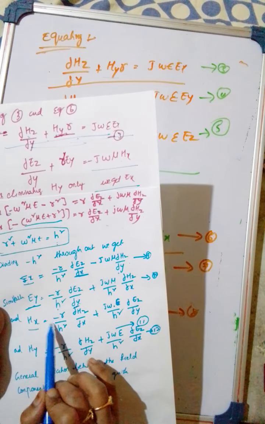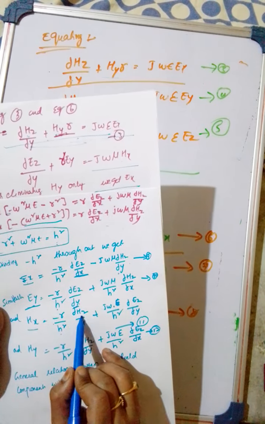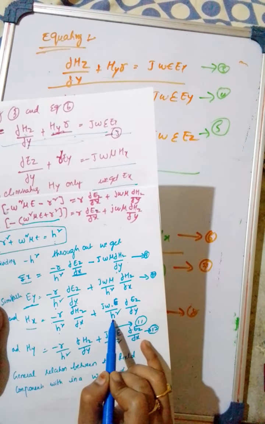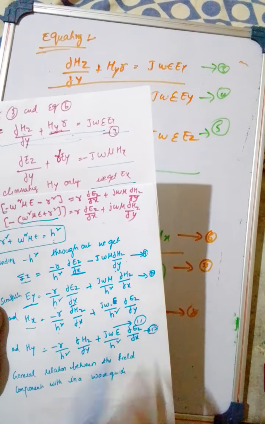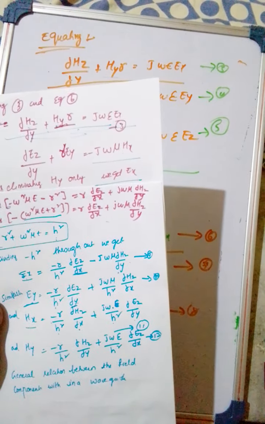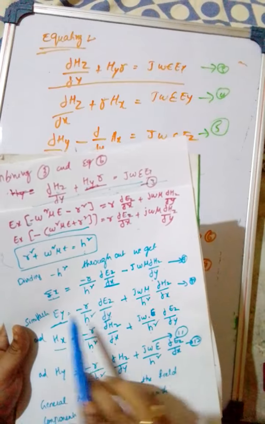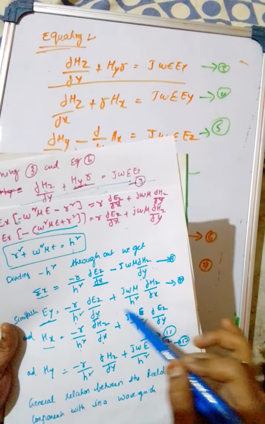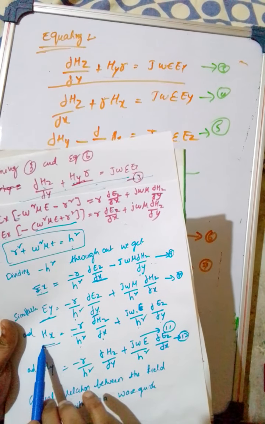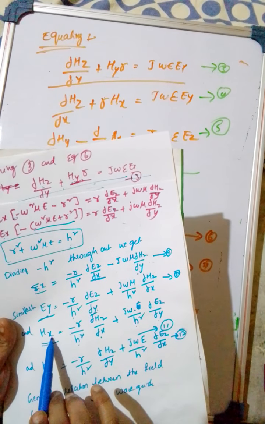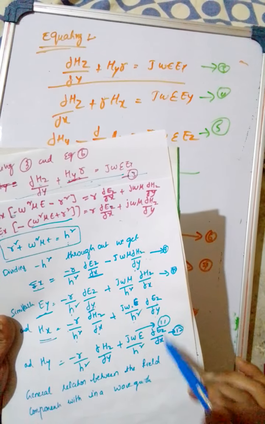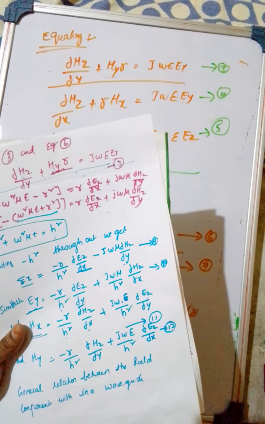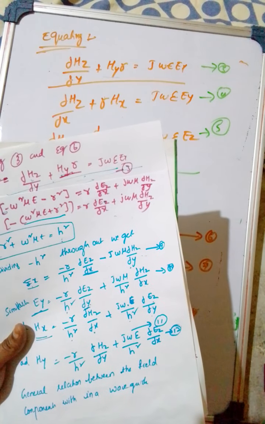Hx is nothing but minus r by h square dou Hz by dou x plus j omega epsilon by h square dou Ez by dou y. Here for the electric field we get Hz values, and for the magnetic field we get E values. That is the only difference between these two. These are the general equations for the field components within a waveguide.